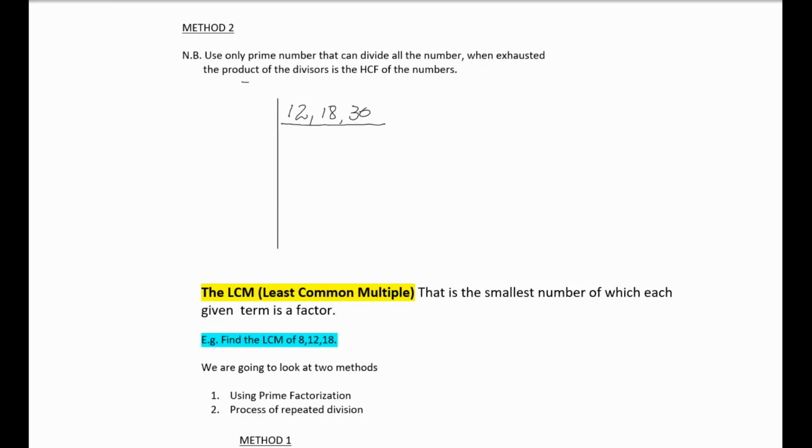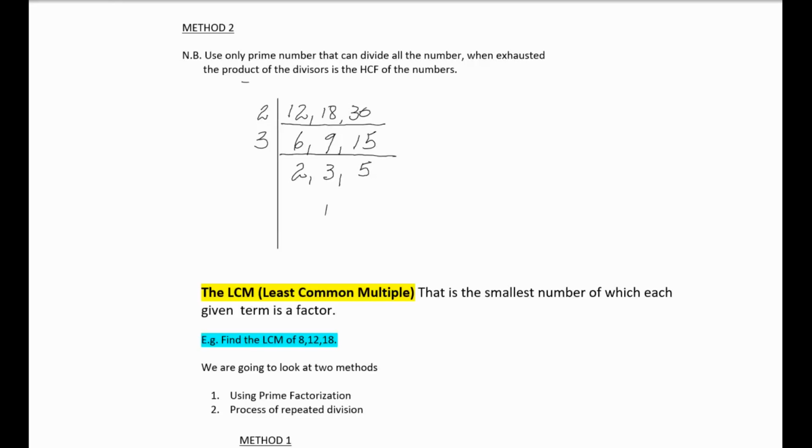So the first prime number we can divide with is 2, because all those numbers are even numbers. So we get 6 here, we get 9 here, and we get 15 here. Now, 2 of them are odd numbers, so 2 cannot divide it again. But if you notice, 3 can go into all those numbers. So we're going to use 3. 3 into 6 goes 2 times. 3 into 9, 3 times. 3 into 15, 5 times. Now there are no more common factors, so we have exhausted the process.